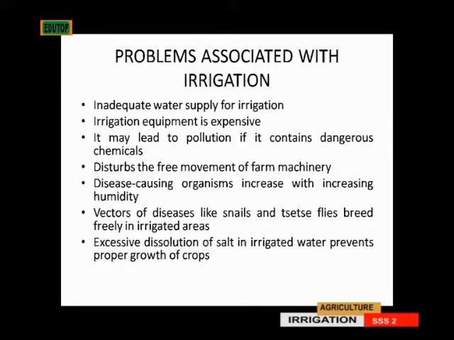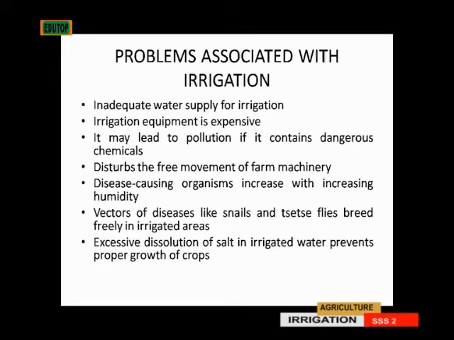Now, problems associated with irrigation on a general level. Number one is inadequate supply of water. When there is no water, then irrigation is not possible. Then irrigation equipment is also expensive. It may lead to pollution if it contains dangerous chemicals. For instance, maybe you have used the nozzle or the pipe to transport or to carry chemicals before, and maybe you do not take proper care. You are still bringing it to your farm, then pollution may set in.